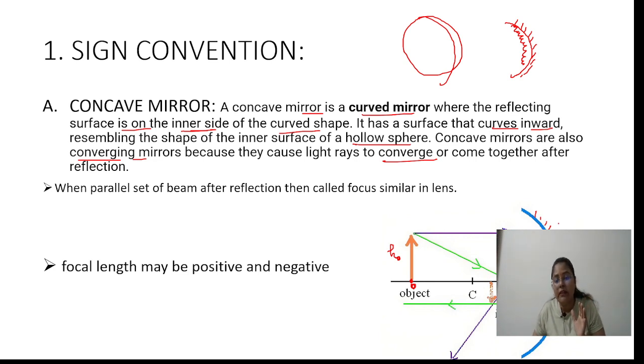After that, the incident ray comes and reflects, passing through the principal axis, and the point where it intersects is called the focus. We define what a pole is: the pole is the intermediate point where the principal axis and the concave mirror intersect. So the distance between the pole and the focus is called the focal length, which is represented by the small f.